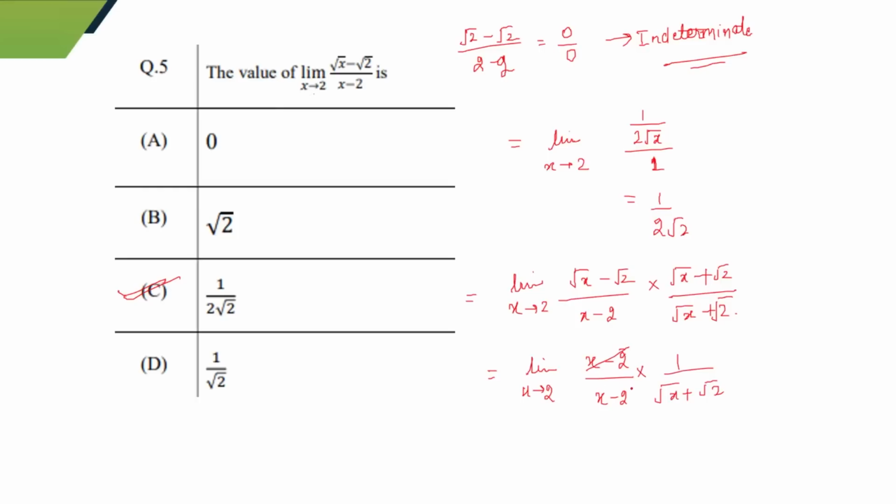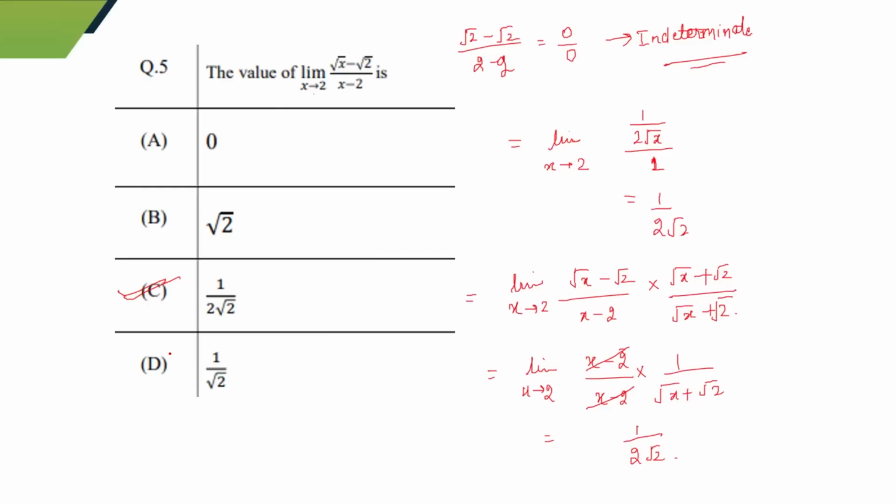Now these x minus 2 and x minus 2 get cancelled. I can put this value 2 in this limit. I'll get 1 by 2 root 2, because root 2 plus root 2 is 2 root 2. That's how I get option C as my correct answer. So you can see that you can use any method to solve these questions, but L'Hopital rule usually helps us find the limit in any question. But the condition is that it should be a 0 by 0 form or an infinity by infinity form, the forms which we call indeterminate forms.